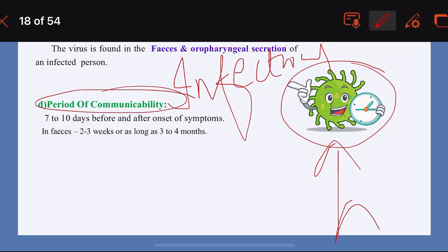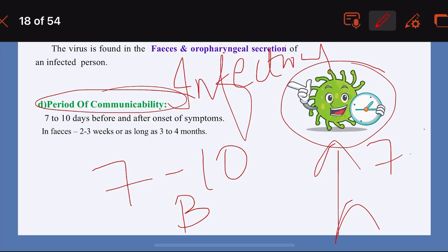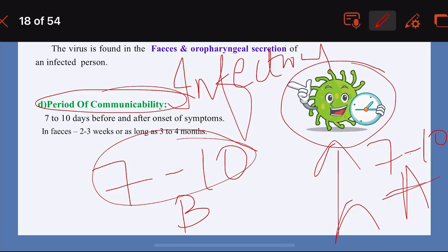It is 7 to 10 days before or after the onset of symptoms. Okay, 7 to 10 days before and 7 to 10 days after the onset of symptoms, the patient is very infectious.